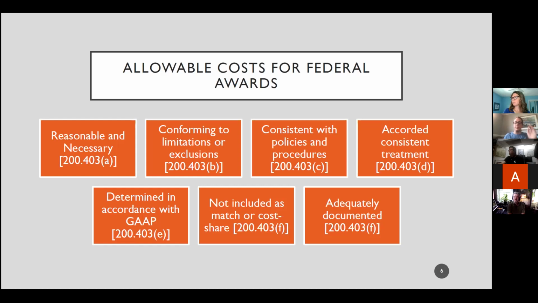Obviously, as we said before, one of the things the feds really like is that things be treated consistently. So if we're considering items to be an indirect cost in one grant, we want to consider them an indirect cost in another grant too. We want to treat them consistently across all of our federal awards.